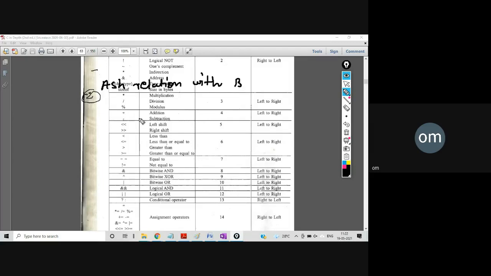Arithmetic operators. Then we have relational operators. Then bitwise. Okay. So what I wrote over here: Ash relation with Bachchan and Lallu made ternary. Okay, this particular statement I have written, Ash relation with Bachchan and Lallu made ternary.